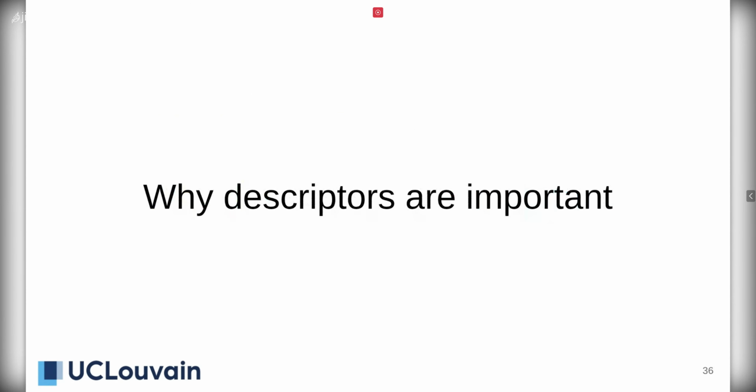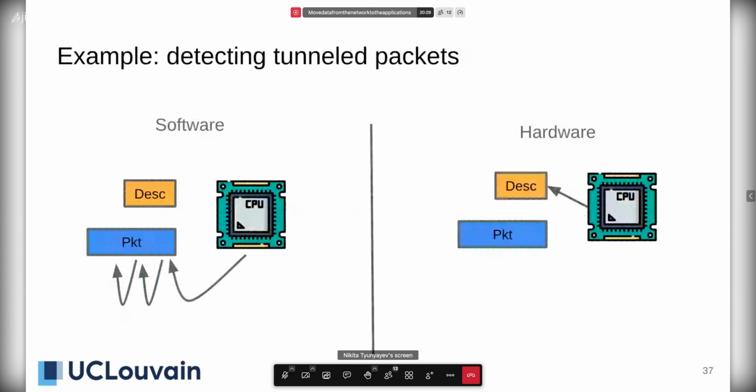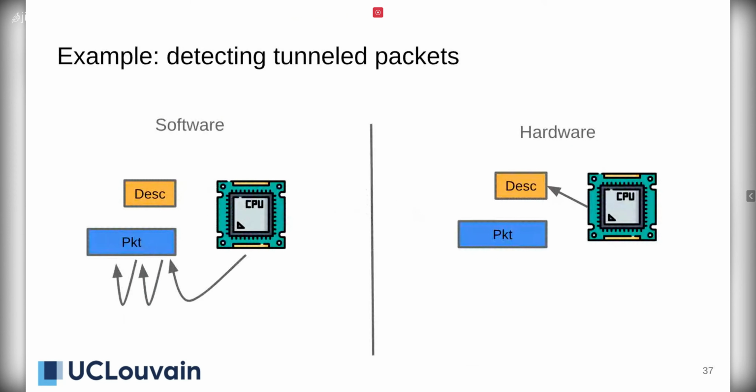So you may wonder, do we actually need all those descriptors, all those transformations? Why are we bothering with that? To explain why we actually need the metadata with the packets, I will take a small example. Let's imagine that you want to run a small application that detects if a packet has been tunneled. You may think, why would I need to do that? For instance, imagine that you're running a NAT and you don't want to NAT the tunneled packets for some reason.